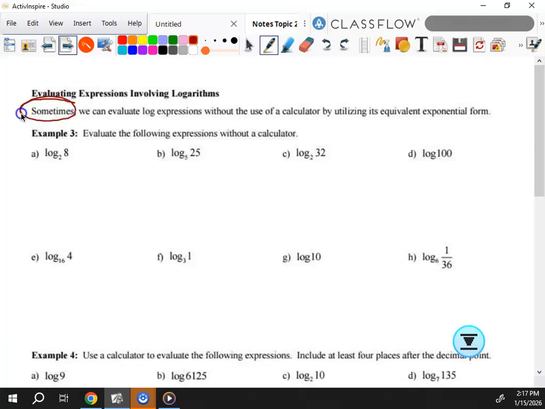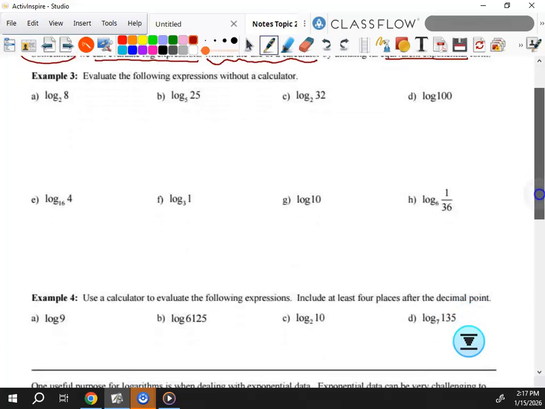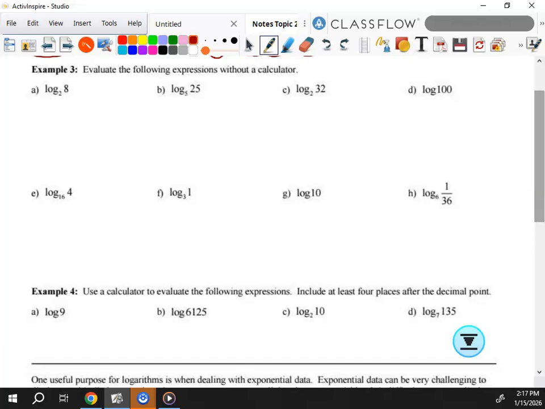Okay, so sometimes we can evaluate log expressions without the use of a calculator by equivalent exponential form. Sometimes we need the calculator, sometimes we don't. So here's some where we don't, and we're not using a calculator on this. In order to evaluate that, I think the best way to do this is to always make it into an equation. So just make this equal to x. Okay. Then we're going to rewrite it as an exponential. The base is 2. I would take that to the x power, and that equals 8.